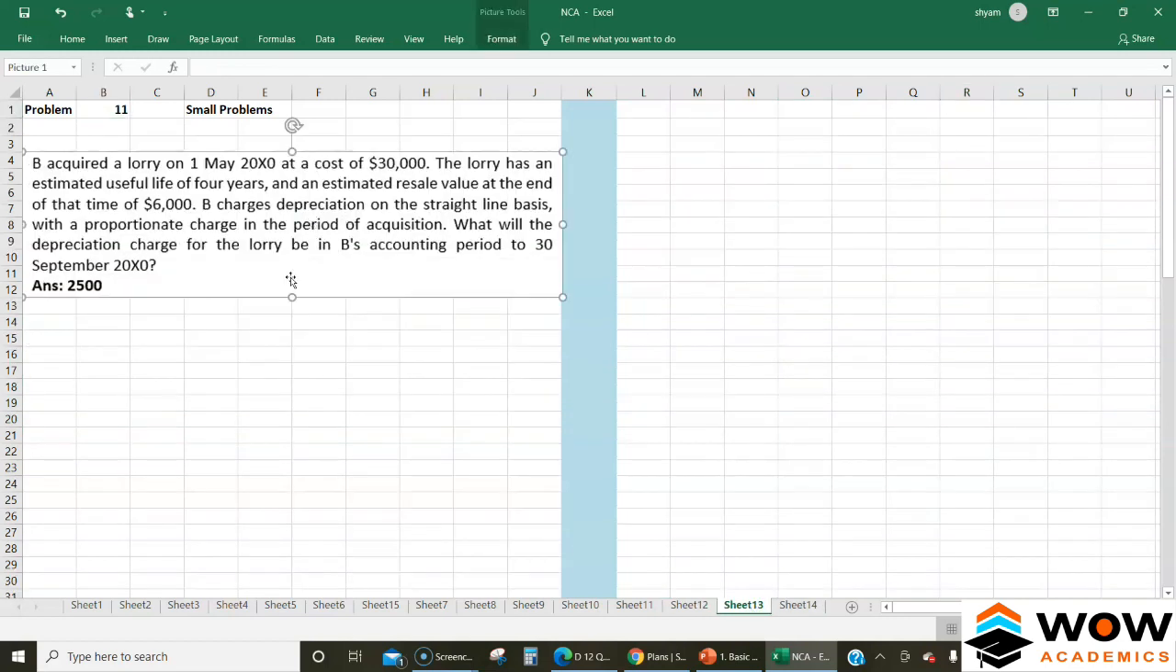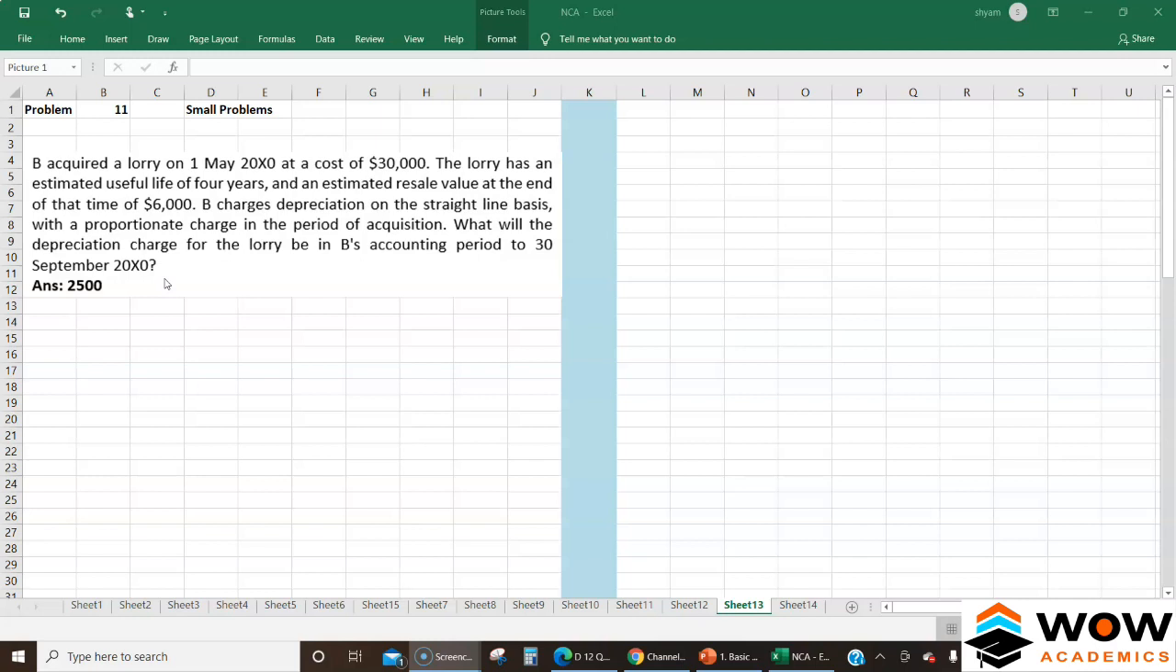The next sum here is: B acquired a lorry on 1st May 2010 at a cost of 3 lakhs. The lorry has an estimated useful life of 4 years and an estimated resale value at the end of that time of 6,000. B charges depreciation on a straight line basis with a proportionate charge in the period of acquisition. What will be the depreciation charge for the lorry in B's accounting period to 30 December 2010?